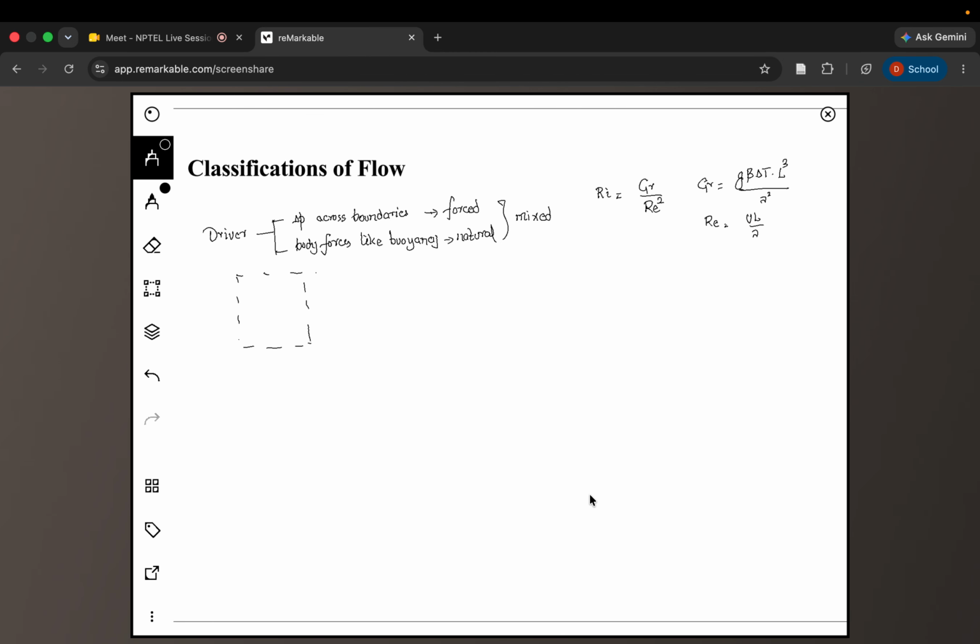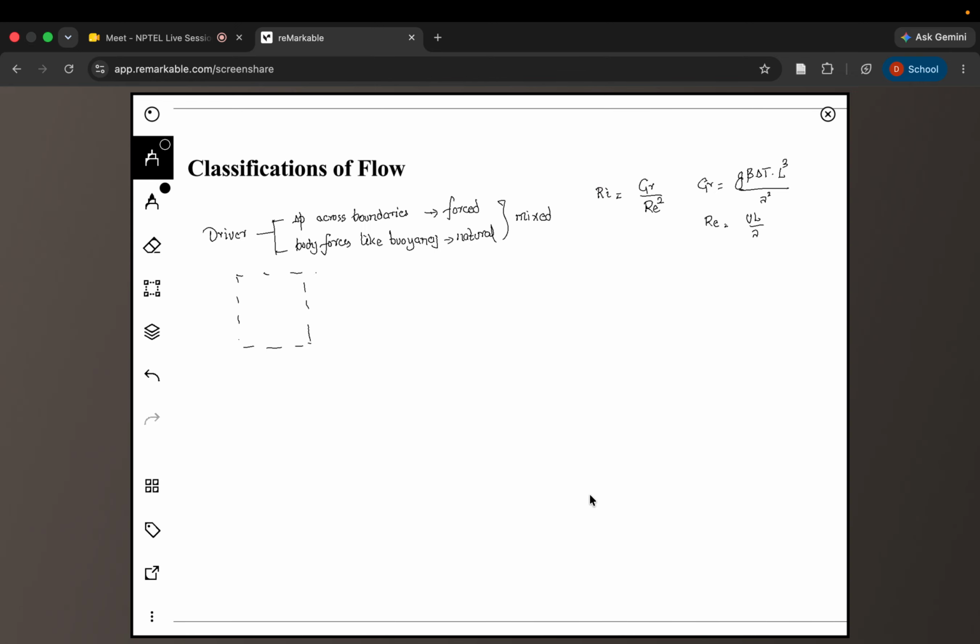And the Richardson number will give us the ratio of these two, Grashof number to Reynolds number squared. If this number is greater than 1, then the Grashof number will be dominant, or if it is less than 1, then the Reynolds number will be dominant and it will be forced convection. And if it is close to 1, we would call that a mixed convection problem. So this classification is based on who drives the fluid.